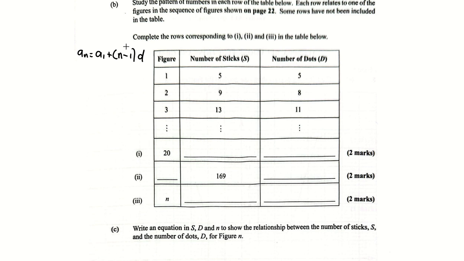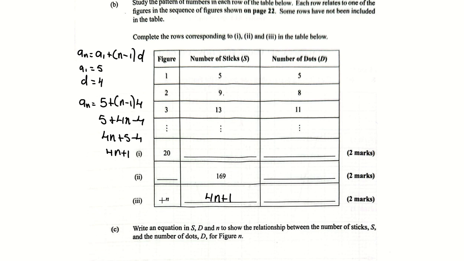Right? So for number of sticks, A1 would have been 5, and d is the common difference. To go from 5 to 9, we added 4, and to go from 9 to 13, again, we added 4. So it was positive 4. I'm putting that in. So my nth term is 5, which is my first term, plus n minus 1 by 4, which is 5 plus 4n minus 4, which is 4n plus 5 minus 4, which is 4n plus 1. So that would have been my algebraic term for my nth term.